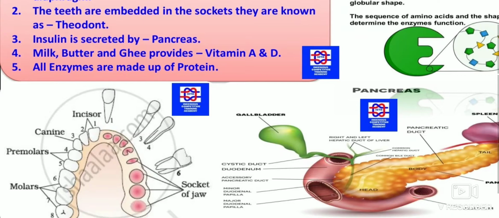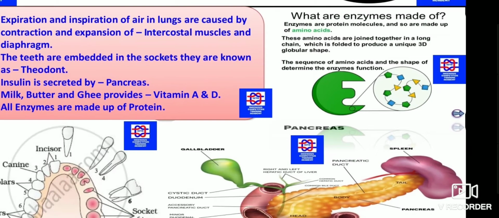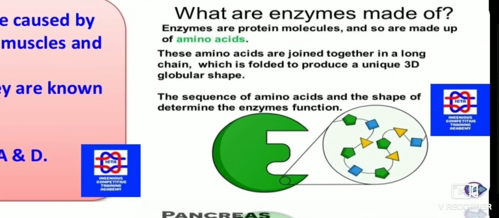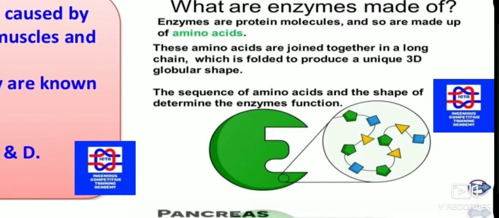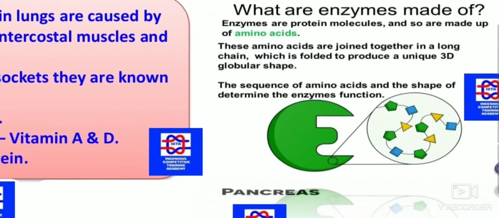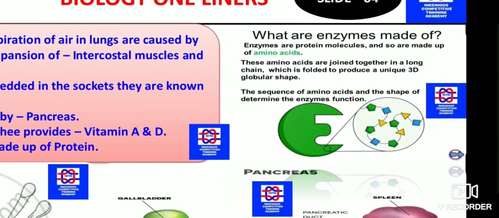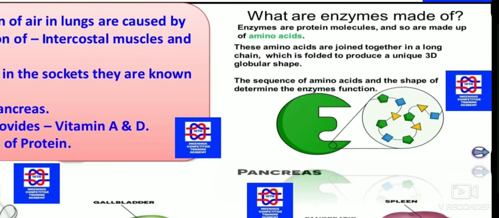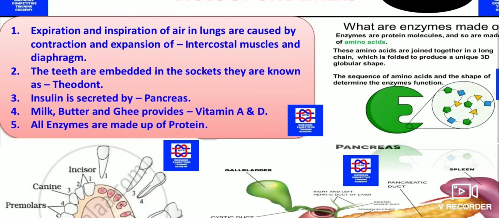All enzymes are made up of protein. We should remember that all the enzymes we get are made up of proteins. So here we can see enzymes are protein molecules and so are made up of amino acids. These amino acids are joined together in a long chain which is folded to produce a unique 3D globular shape. So this is the one which has to be remembered. The sequence of amino acids and the shape determine the enzyme function. So these are all things to be remembered. So don't forget to go through all these slides.